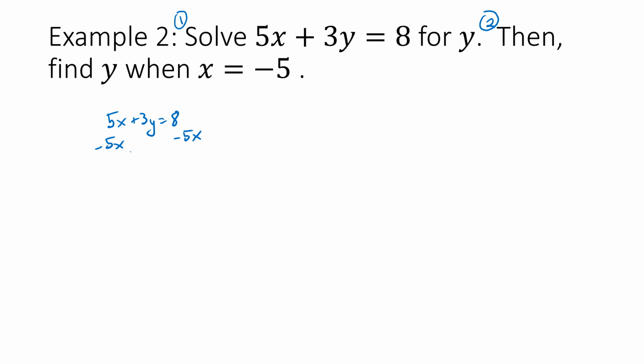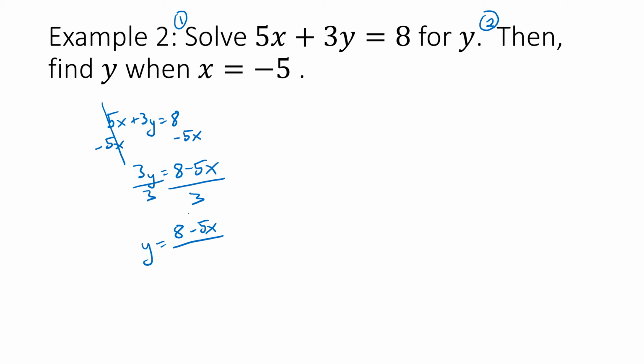I find, though, that people tend to make more mistakes dividing first because they forget to divide every single thing. A way to solve that is simply to subtract first. So I'm going to subtract the 5x to the other side. It cancels here. I'm left with 3y equals 8 minus 5x. Then I need to cancel the 3 by dividing both sides by 3. I will be left with y equals 8 minus 5x over 3.